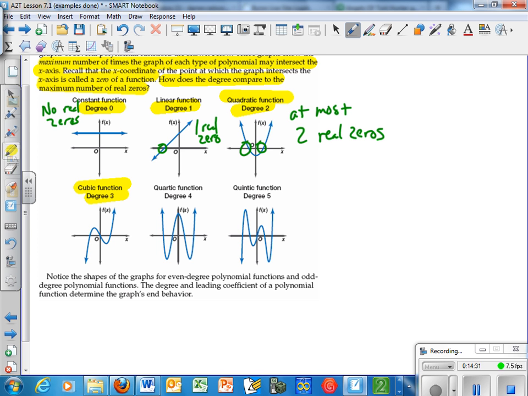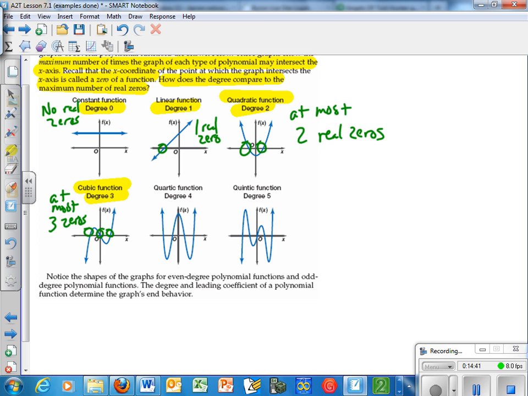Over here is an example of a cubic. Cubic functions are degree 3, means we got x cubed on there. At most 3 zeros, or 3 x-intercepts. Notice this one does. Now, not all cubic functions will have that many. That's the most it can have, though.